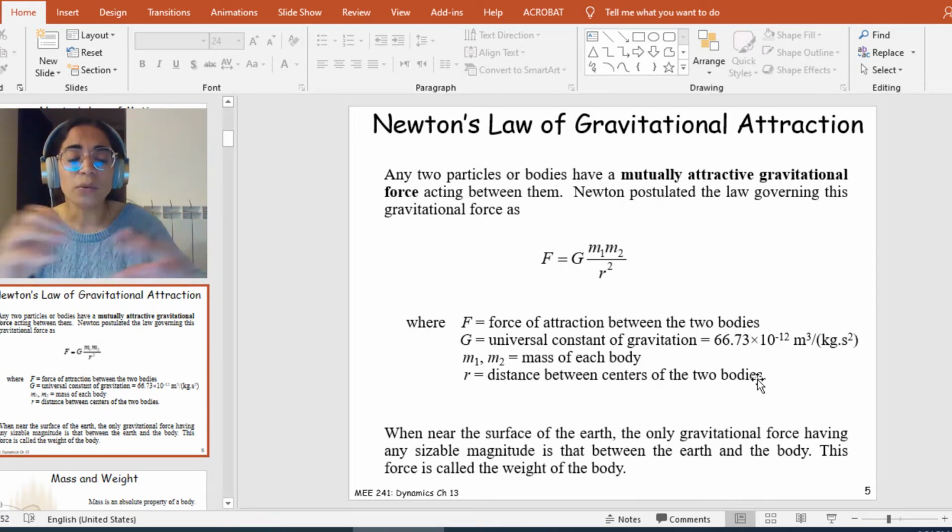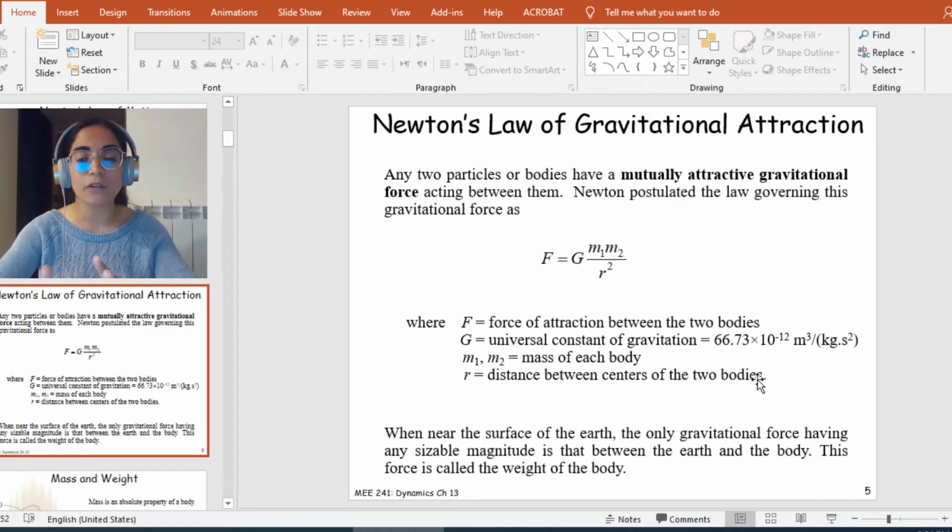Now, guys, if I want to talk about some particular forces or some common forces that we all face in kinetics, I'm going to start with the weight. And in fact, the weight is derived from the mutual attractive gravitational force stated by Newton.